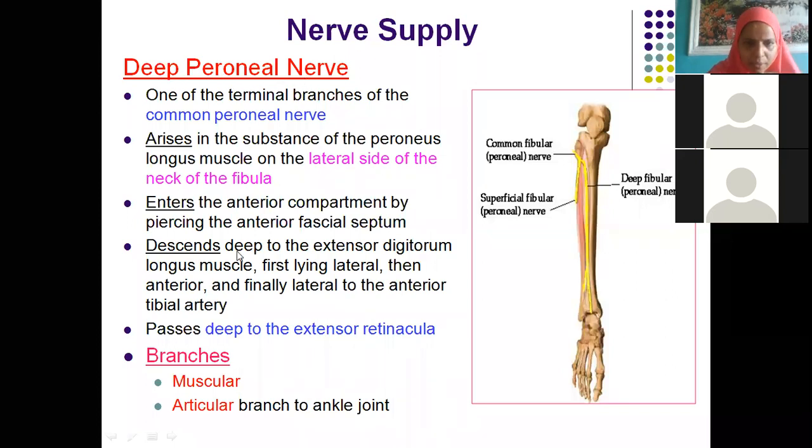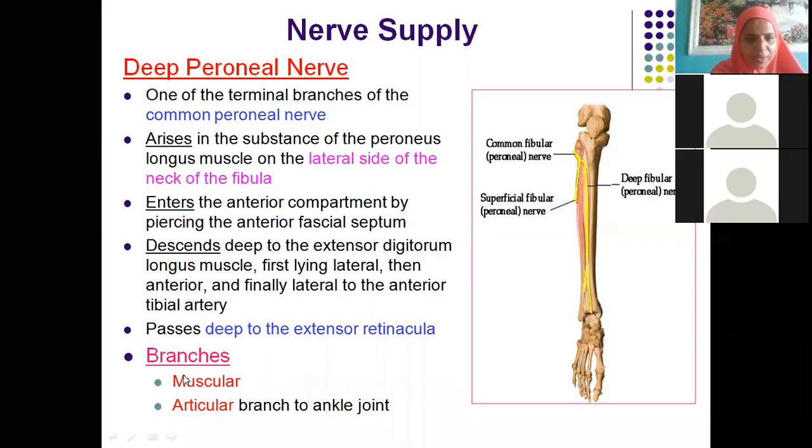Its course is running over extensor digitorum longus. Initially it is lateral, then it becomes anterior, finally lateral to the anterior tibial artery. I told you, no beta, A is artery. That means artery is medial and nerve is lateral. Then it passes deep to the extensor retinaculum. This also you can understand. All points you can understand. Only the course part I will show with better pictures in my special class of nerves.